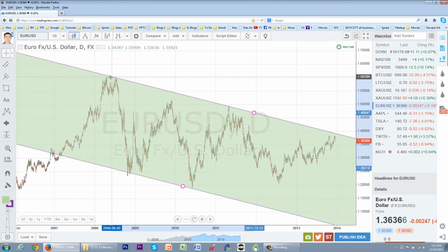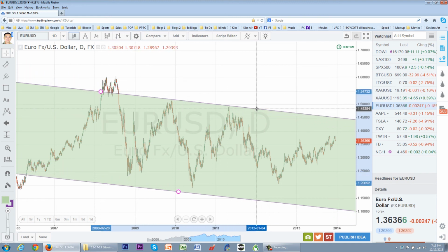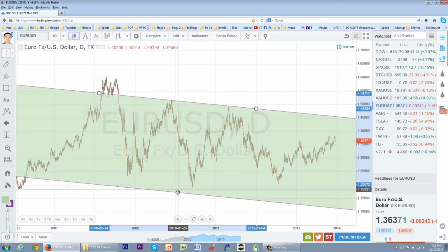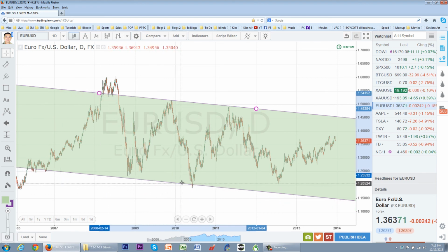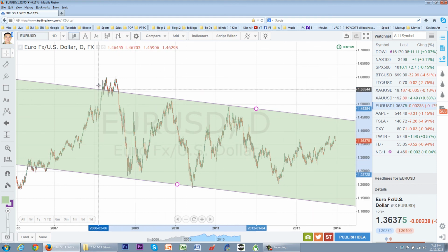Let's make some adjustments here. What if we took a look at it like this? What if we took a look at it like this, right? Then what happens is now we see a different picture. We see that price has actually been going sideways between here, okay? So that kind of gives you a 10 degree angle right there.